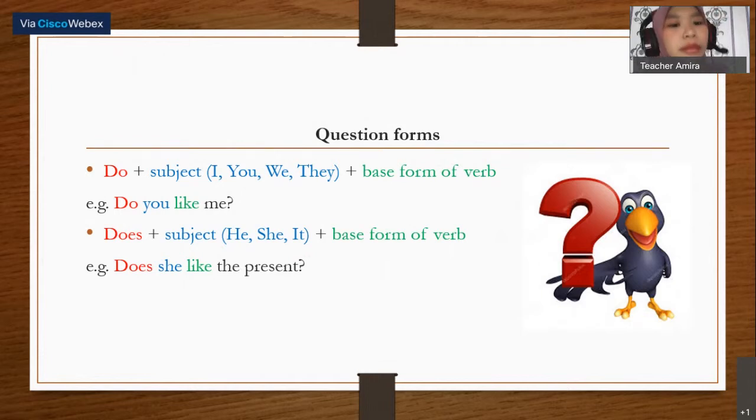Me is the object. And then question mark, because we are talking about the question form. So there should be a question mark. And then we have another situation. Does plus subject he, she, it plus base form of verb. He, she, it are singular. If we're talking about singular, we should use the word does instead of do. The difference for question forms is not the base form anymore.